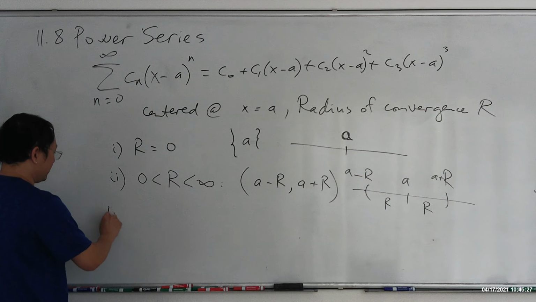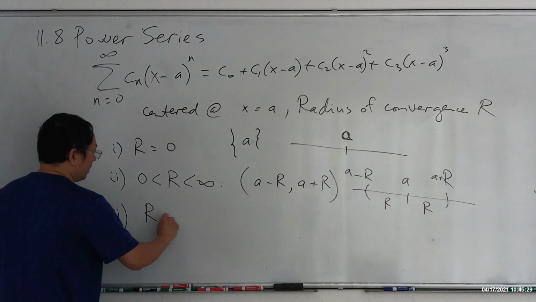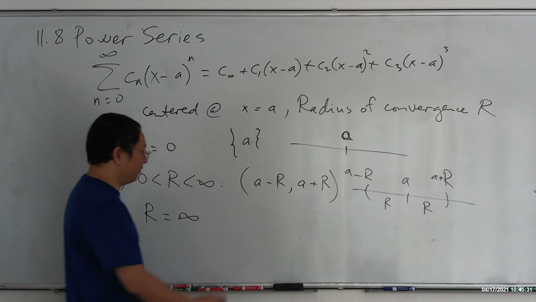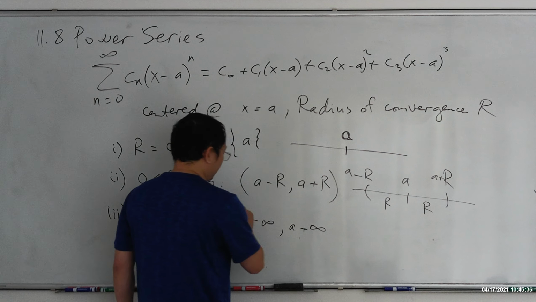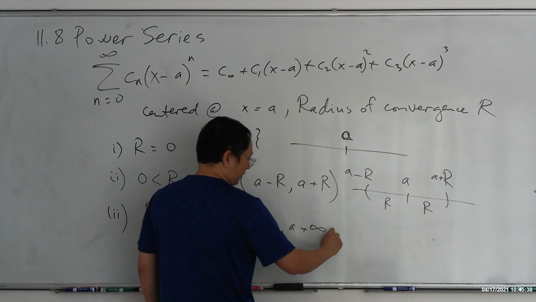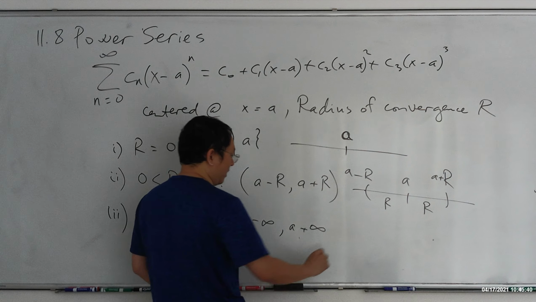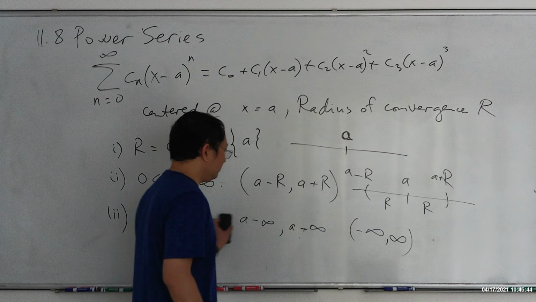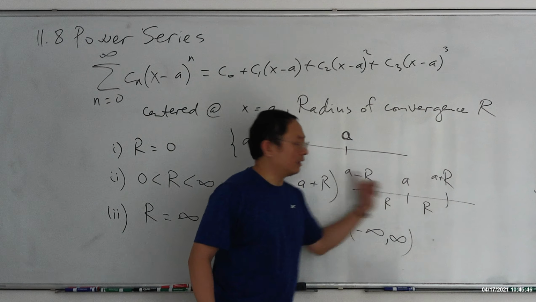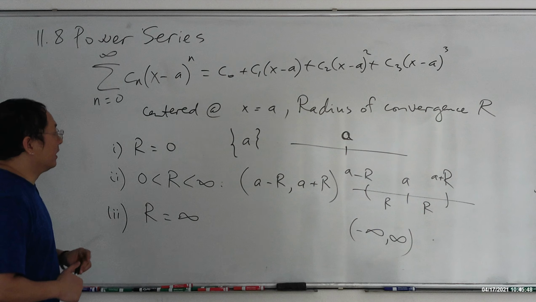The third case is r equal to infinity, and basically you have a minus infinity and a plus infinity, which is really the whole real line. So instead of writing it this way, people write negative infinity to positive infinity. R equal to infinity, all the way to the left. And this one will say what?